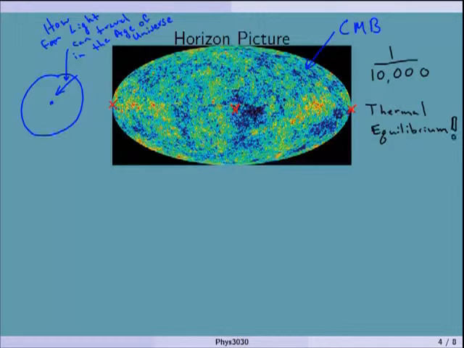Okay, and the problem stems from this: if I look at a photon from this region as compared to this region, and I go back and do the calculation, it shows that those two different CMB photons, this distance, if I look back in time, were like 90 million light years apart. Okay. But if they were 90 million light years apart, how could they be bouncing around, right?